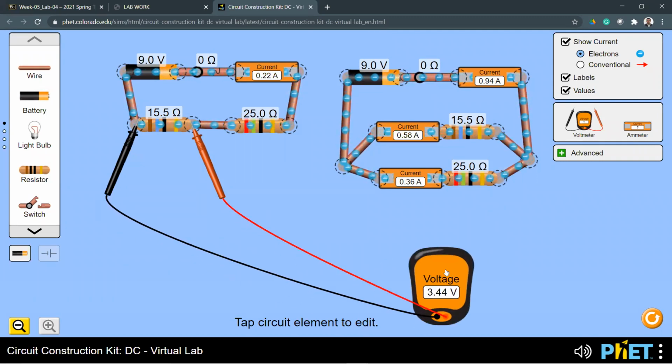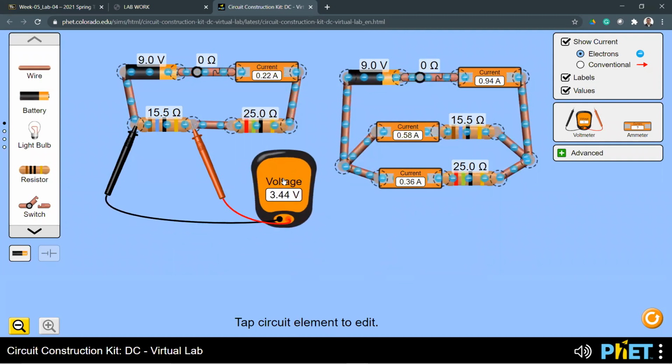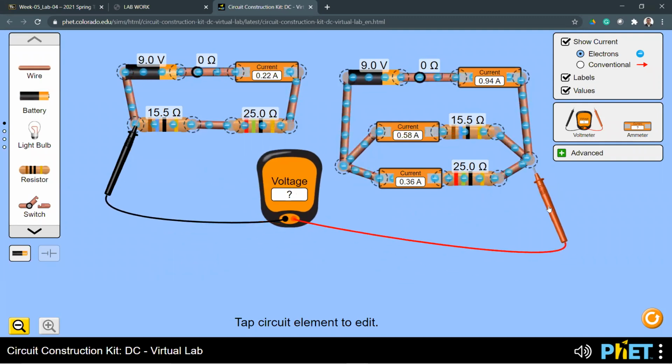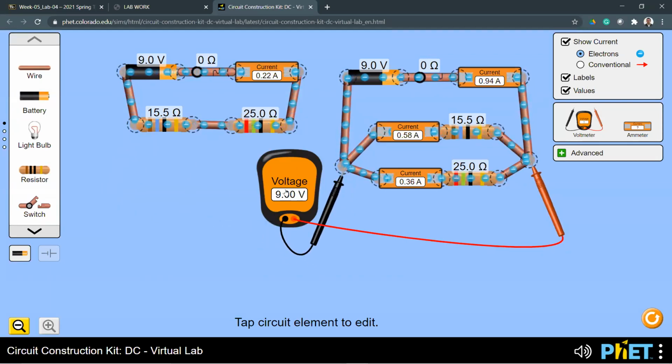But if you measure the voltage now across each of these resistors, we'll put it between these two endpoints, each of these resistors has the same voltage because both endpoints are connected to the battery directly. That's the idea of parallel connection. Okay, any question?